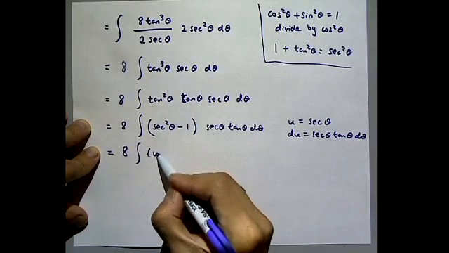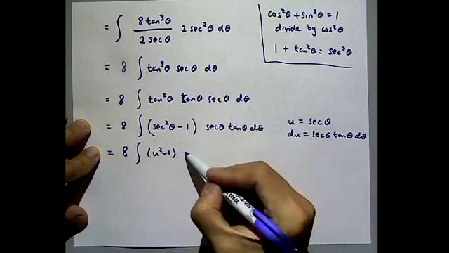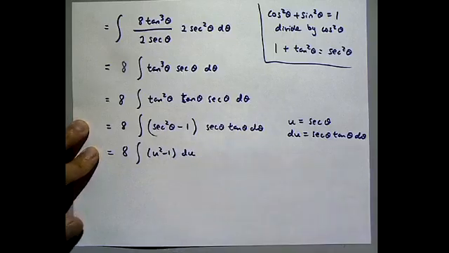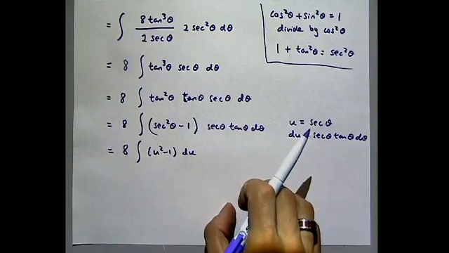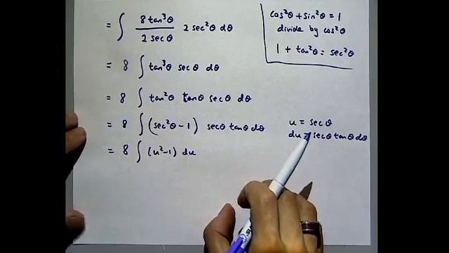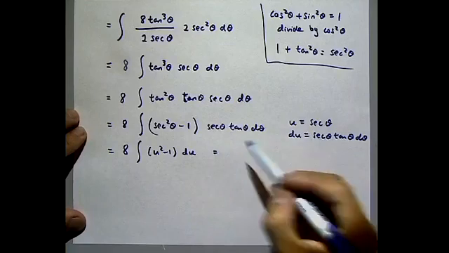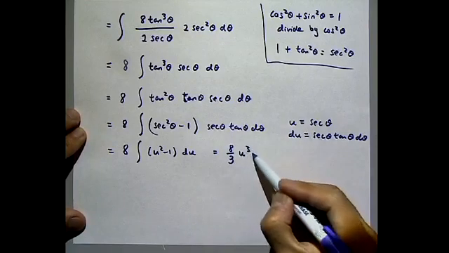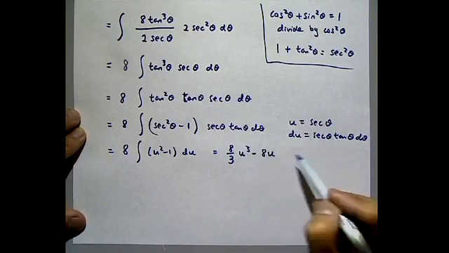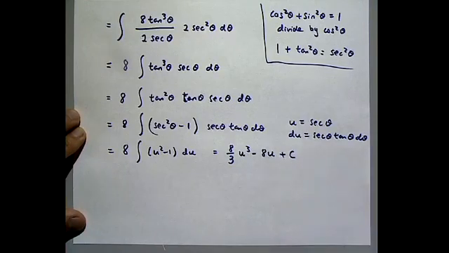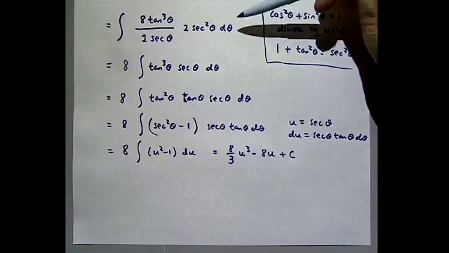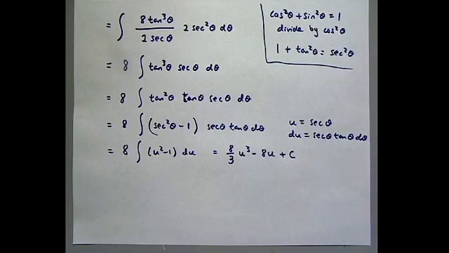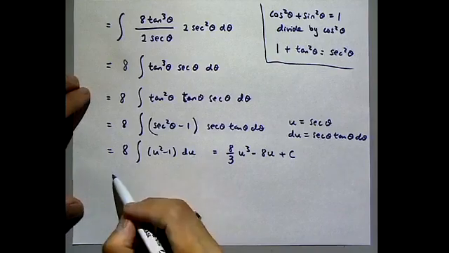So we get u squared minus 1 du. So what do we get? We get 8 over 3 u cubed minus 8u plus some other constant. We got 2 layers of substitution here, right? We went to theta, then we went to u. Now we got to go back 1 layer at a time.